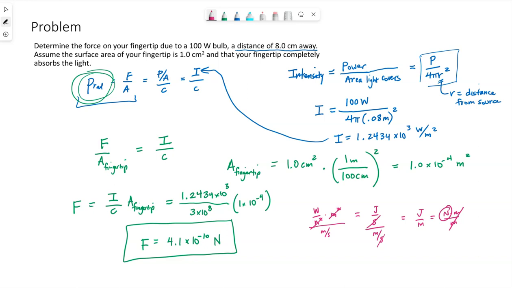So I'm just making sure I get everything into my SI units. That's my best chance of getting the correct units on my answer, for me anyway, is to make sure my units are correct going in.